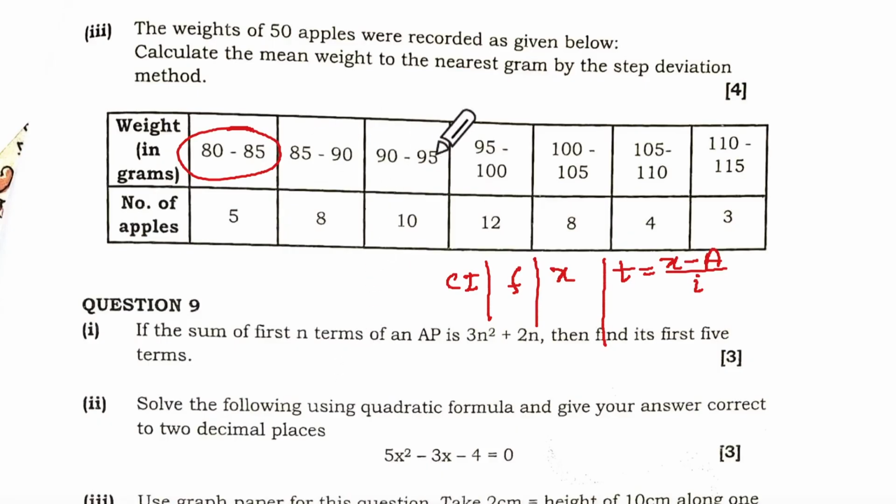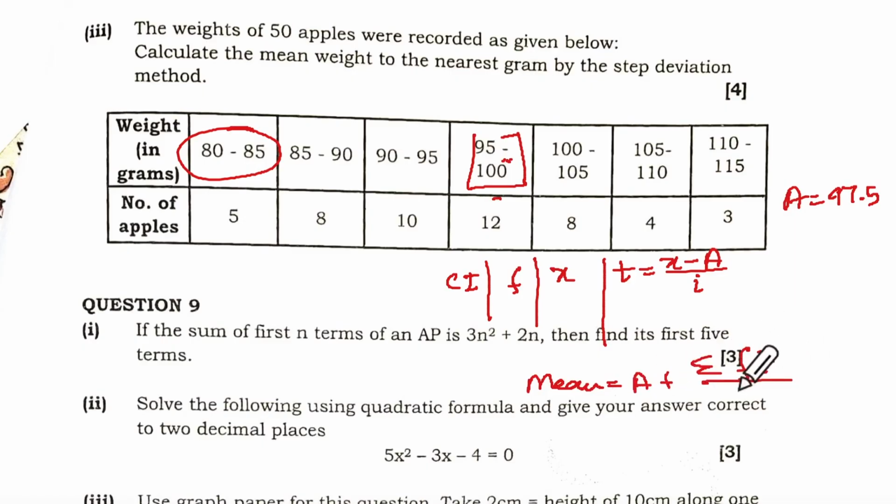Okay, and 1, 2, 3, 4, 5, 6, 7. So your A value will be equal to the class mark of this, which means 97.5. Understanding? And what is our formula for mean? Tell me. A plus, come on, tell me, sigma ft upon sigma f multiplied by i.